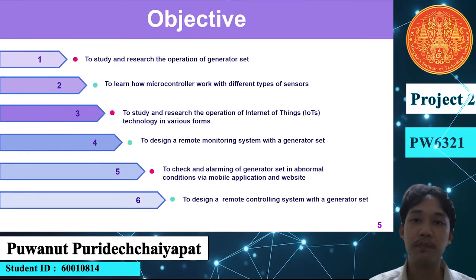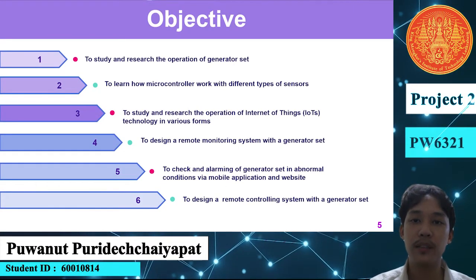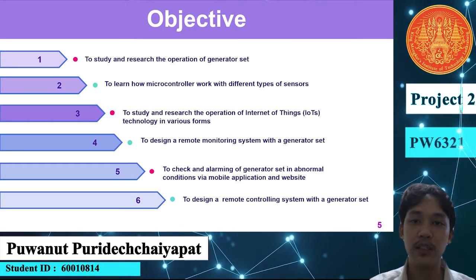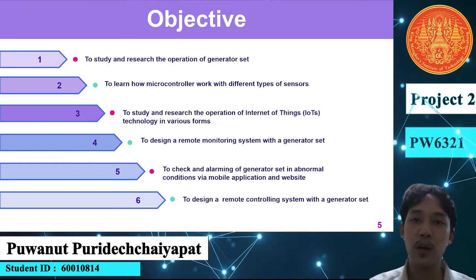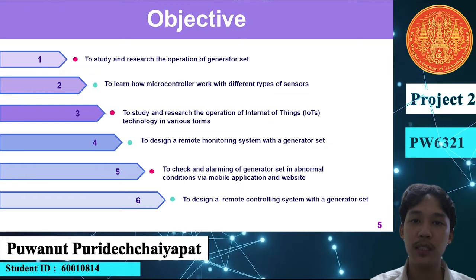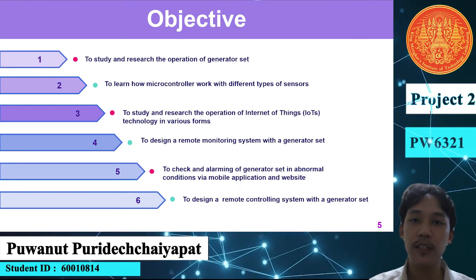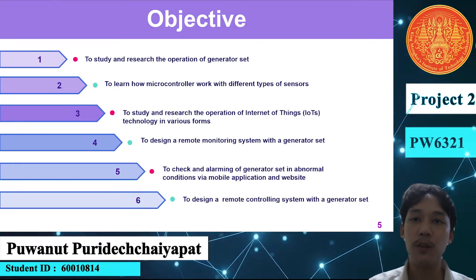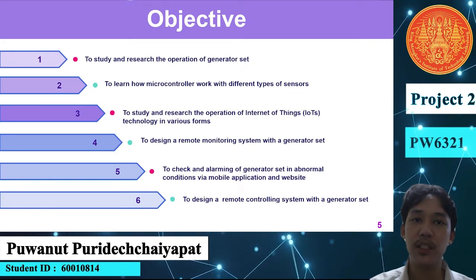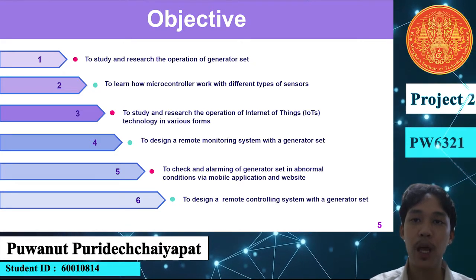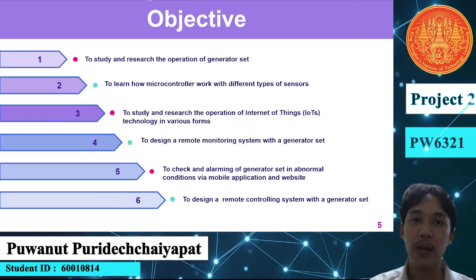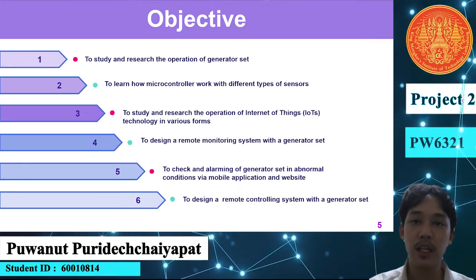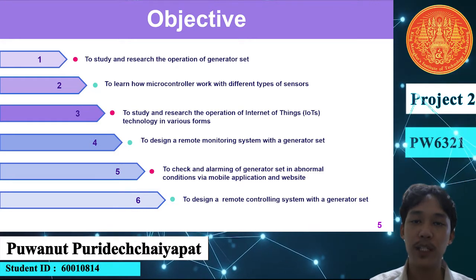Next is the objective. We divide into 6 topics. First, to study and research the operation of generator set. Second, to learn how microcontroller works with different types of sensor. Third, to study and research the operation of Internet of Things technology in various forms. Fourth, to design remote monitoring system with a generator set. Fifth, to check and alarm of generator set in abnormal conditions via mobile application and website. And sixth, to design a remote controlling system with a generator set.